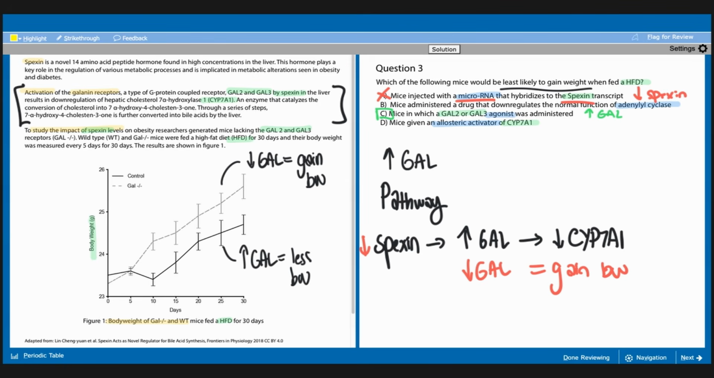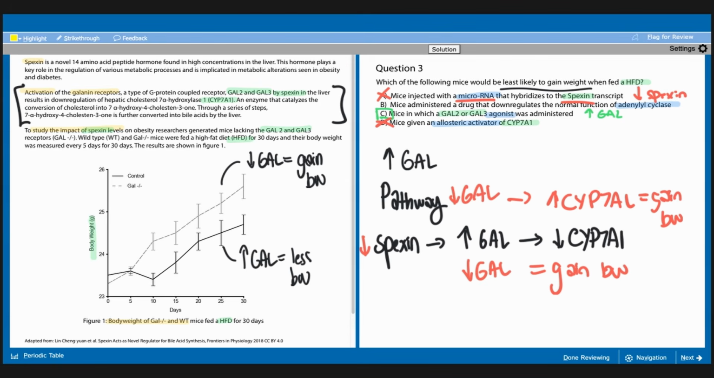Answer choice D says that mice were given an allosteric activator of CYP7A1, and now we need to connect this to body weight. This is the opposite of what we see in our pathway here. Normally we see an increase in gal leading to a downregulation or a decrease in CYP7A1. So that would suggest to me that we would see a decrease in galanin receptor leading to an increase in CYP7A1, which would fit with allosteric activation of that particular enzyme. It's reasonable to conclude that if normally high gal function would lead to low CYP7A1 function, then presumably that would also lead to less body weight. Since we've flipped this particular relationship, we should expect high CYP7A1 function to be associated with a gain of body weight, making D incorrect as well.